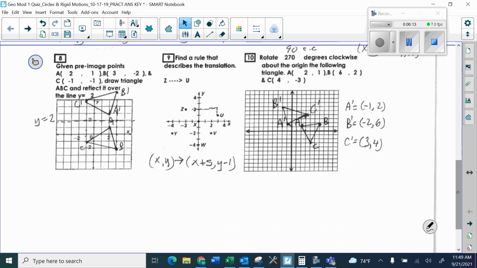All right, number 8. Graph these pre-image points, A, B, C. So first I'm checking to see you can actually plot points correctly. If you can't do that, you miss the whole problem. Then draw a reflection over the line y equals 2. So next I'm checking from pre-algebra and algebra 1: do you know y equals 2 is a horizontal line going through y equals 2? That means all the y-coordinates have to be 2: (0, 2), (1, 2), (2, 2), (3, 2), (4, 2), (5, 2). X can be anything. So it should be very easy to remember how to graph that.